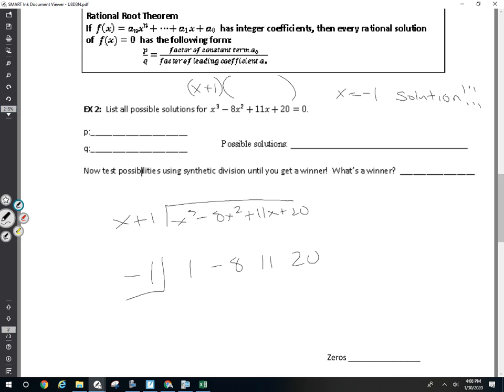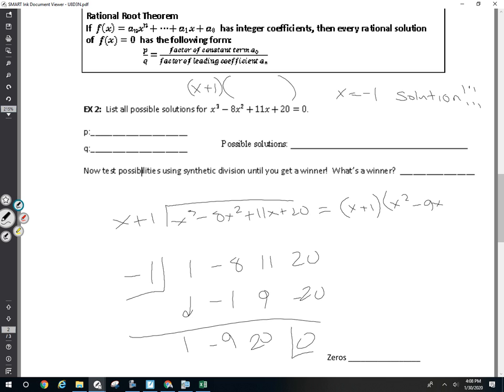We can just add. Bring down. Multiply. Add. Multiply. Add. Multiply. Add. Look at that. A remainder of 0. All of a sudden, I say, this is equal to x plus 1 times x squared minus 9x plus 20.